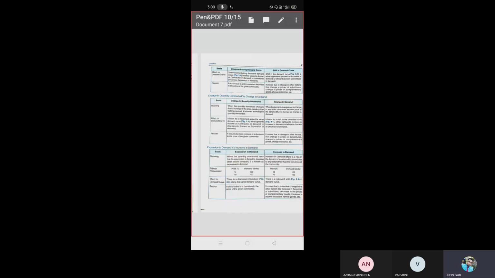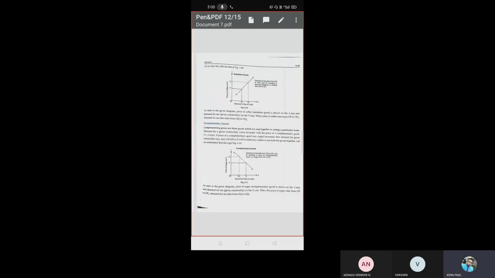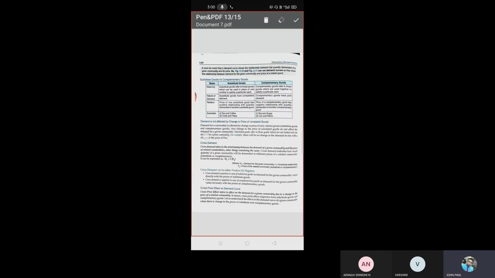So we need to start from cross demand. Okay. So what is cross demand? Cross demand refers to the relationship between demand of the given commodity and the price of related commodity. Other things remain same. Okay.